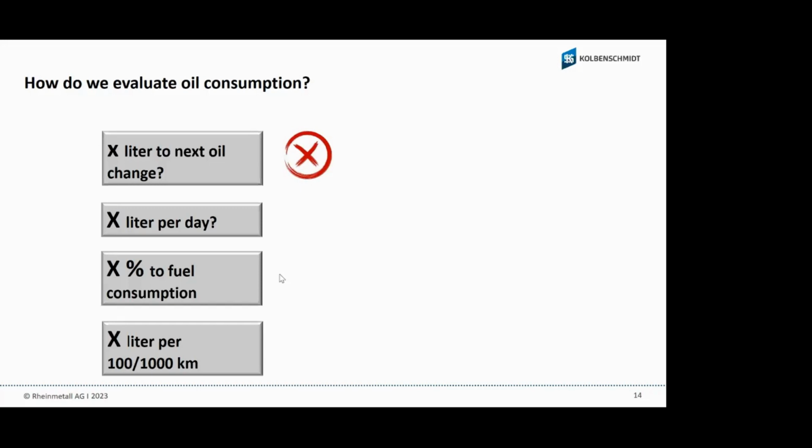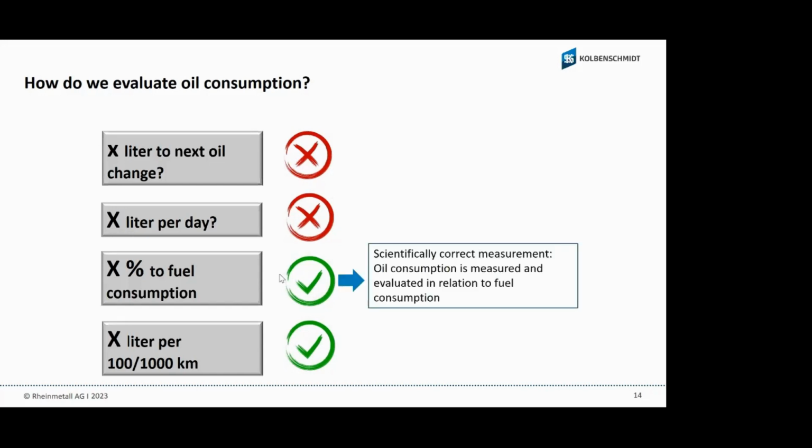X liter to the next oil change. I don't know how many kilometers or miles they drove, or how many hours the engine ran. Also, per day, I don't know how long and how much they drive in the day. X% of the fuel consumption is right, and in some cases in the passenger car, we say X liter per 100 or 1000 kilometer. But when we want to calculate exactly how much the oil consumption is, then the only right information is X liter or X% of the fuel consumption.